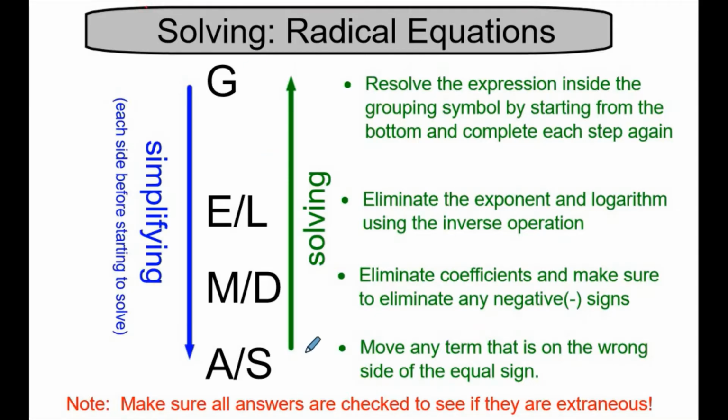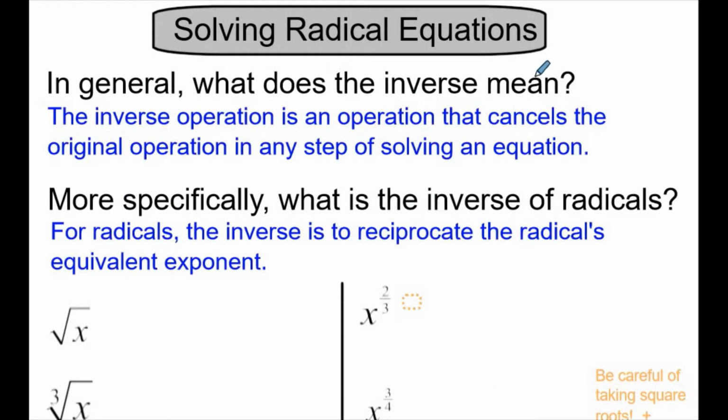But when solving, you do that in reverse. You're going to move any term that's on the wrong side when you try to solve using addition and subtraction. You're going to then eliminate any coefficients or negative signs using multiplication or division. You're then going to eliminate the exponent, and we're going to talk about how to do that. And then you would resolve anything in the grouping symbol starting from the bottom back to the top, which in this case, we actually have an example where you actually have to run through this twice. Please make sure that all answers are checked to see if they are extraneous, meaning they work algebraically, but do not balance the equation.